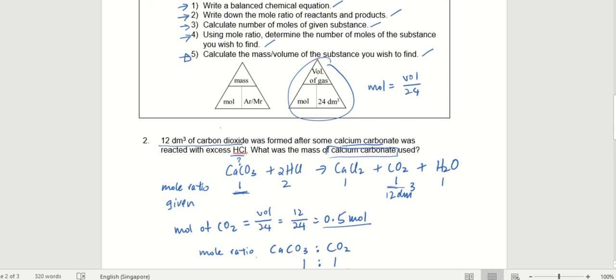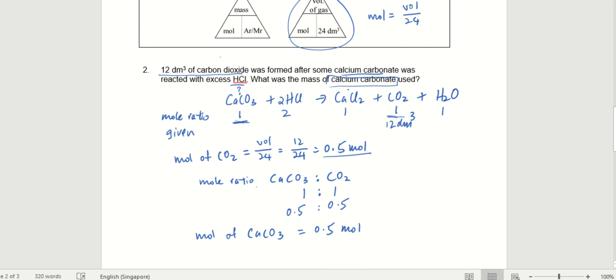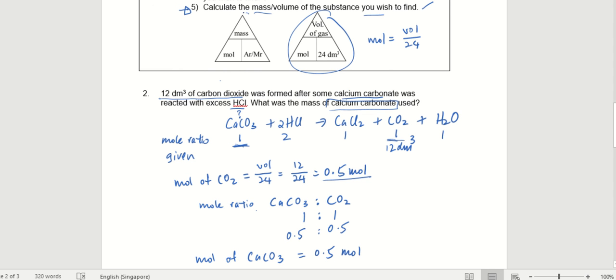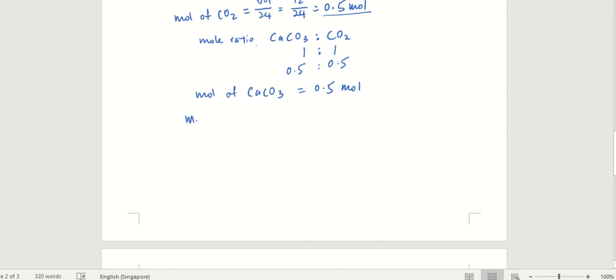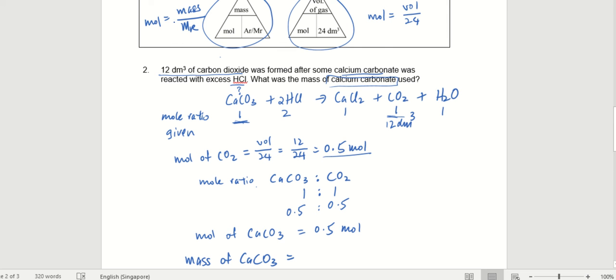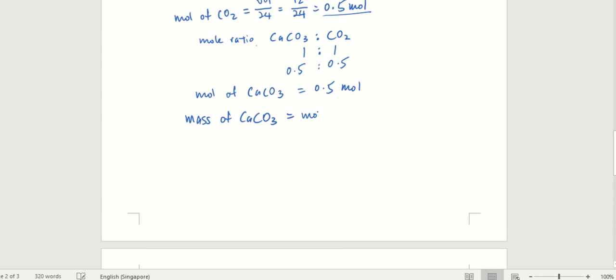Okay, so we have done step number 4, and now we end off by doing step number 5, and we use that number of moles to calculate the mass of the substance that we wish to find, in this case calcium carbonate. So now in order for us to find the mass of the unknown, we use this formula, which is mole is equals to mass over Mr. Okay, so now we want to find the mass of calcium carbonate formed, and the formula will be mass is equals to moles times Mr. So we write down the formula, mass is equals to moles times Mr.